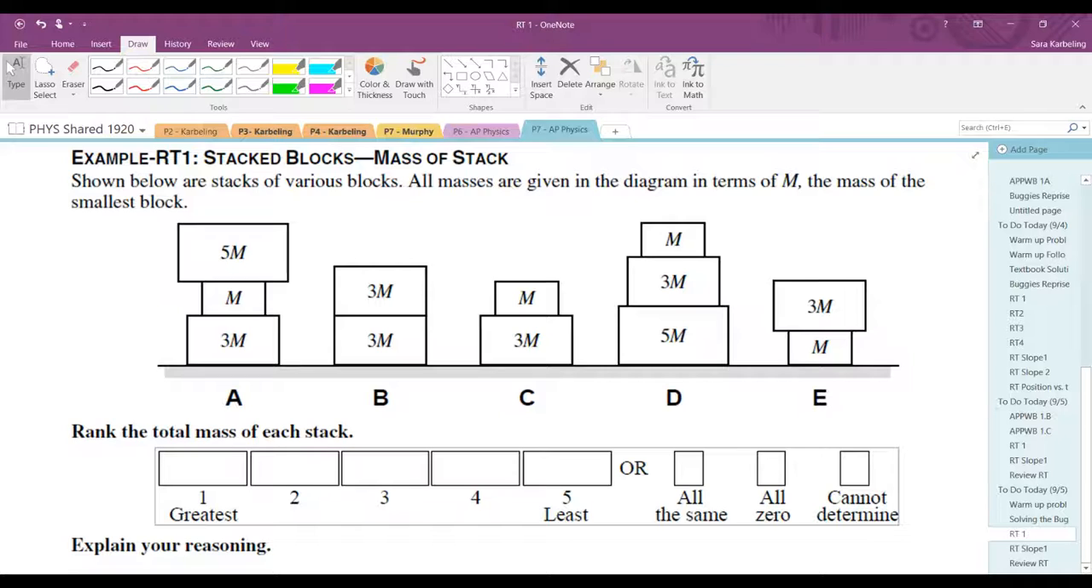It says, shown below are stacks of various blocks. All the masses are given in the diagram in terms of M, the mass of the smallest block. So this is M, this is 3M, so this has a total mass of, look at us, we're so smart and can add, yay. It says rank the total mass of each stack. I'm going to give you just a moment. You can talk to your table mates. You don't have to write this down on paper unless you really want to. I want you to write down a ranking on your board after you've discussed, okay? I'll give you just a second to give that a shot.